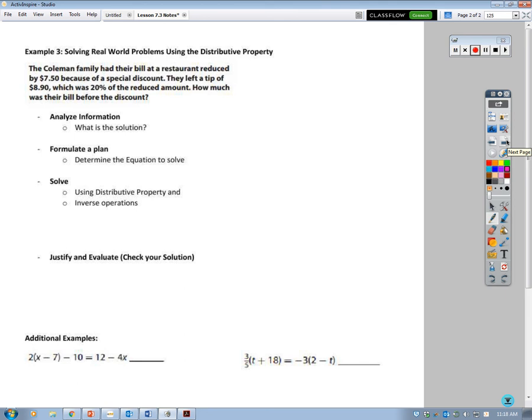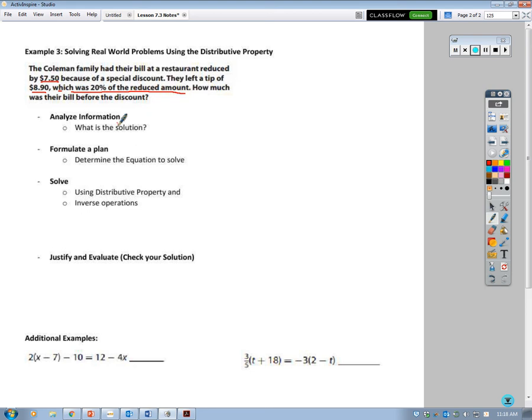So we've got this scenario where the Coleman family has their bill at a restaurant reduced by $7.50 because of a special discount. They left a tip of $8.90, which was 20% of the reduced amount. So not of the original amount, of the reduced amount. How much was their bill before the discount?